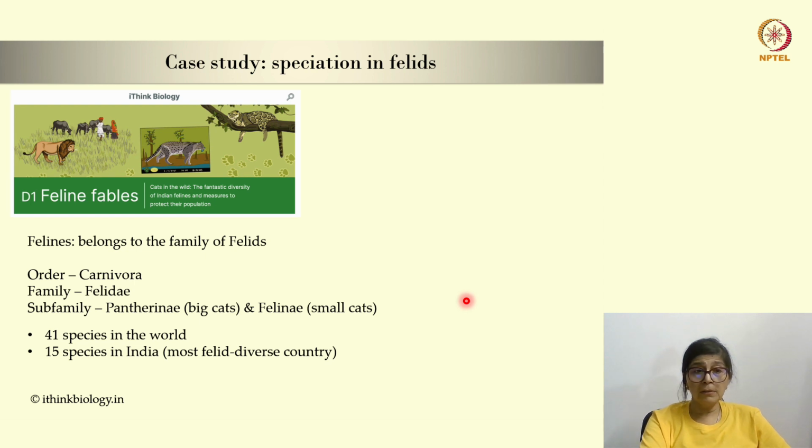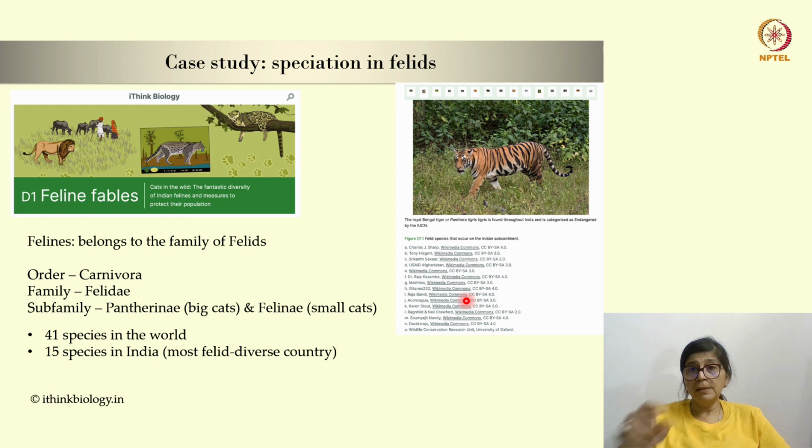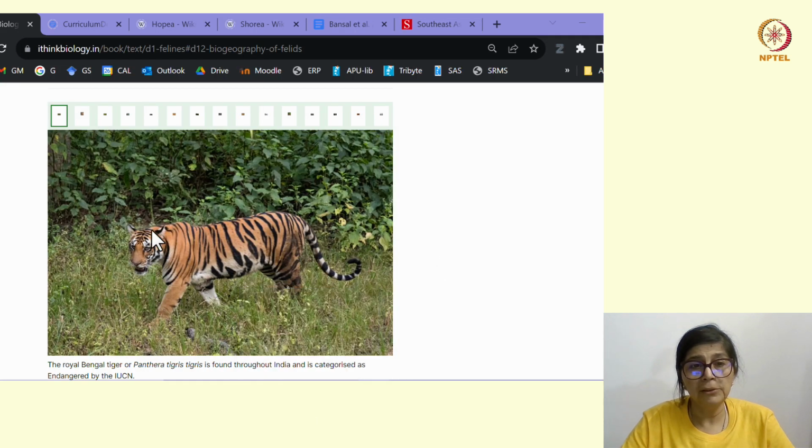And India, we are very, very proud to say that we have almost 15 species of cats, which makes it one of the most felid-diverse countries in the world. And in the biology book, we have actually included pictures of all these species. We will quickly go through that in a minute, and you can see what the different species found in India are, based on which habitat they occupy. Here is the biology chapter.